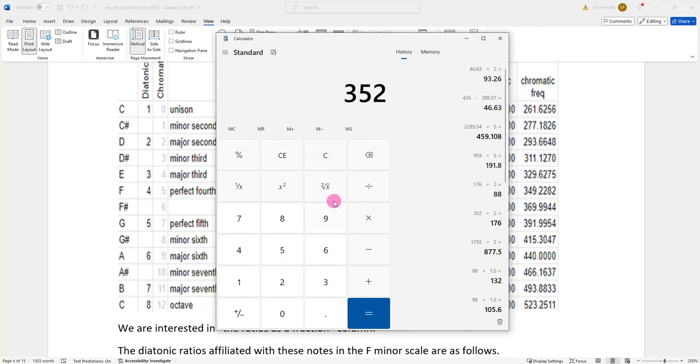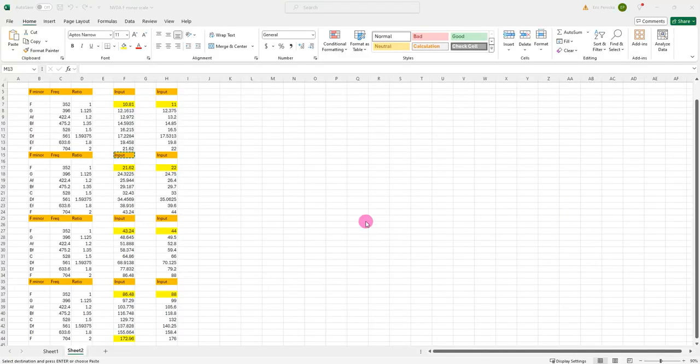So 352, we're just going to divide it down by 2 until we get into the area we're in. We're under the range of 144, so we've got a key octave at 88, and then we're going to be at 44, then 22, and then 11. And that's what we've got there. So now let's go back to the Excel sheet. Now here's the sheet.